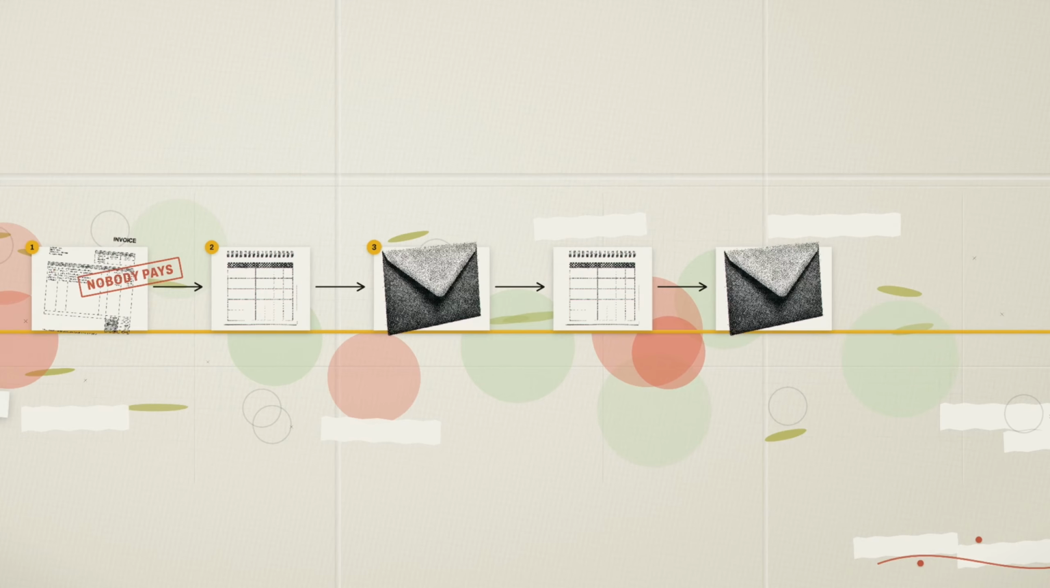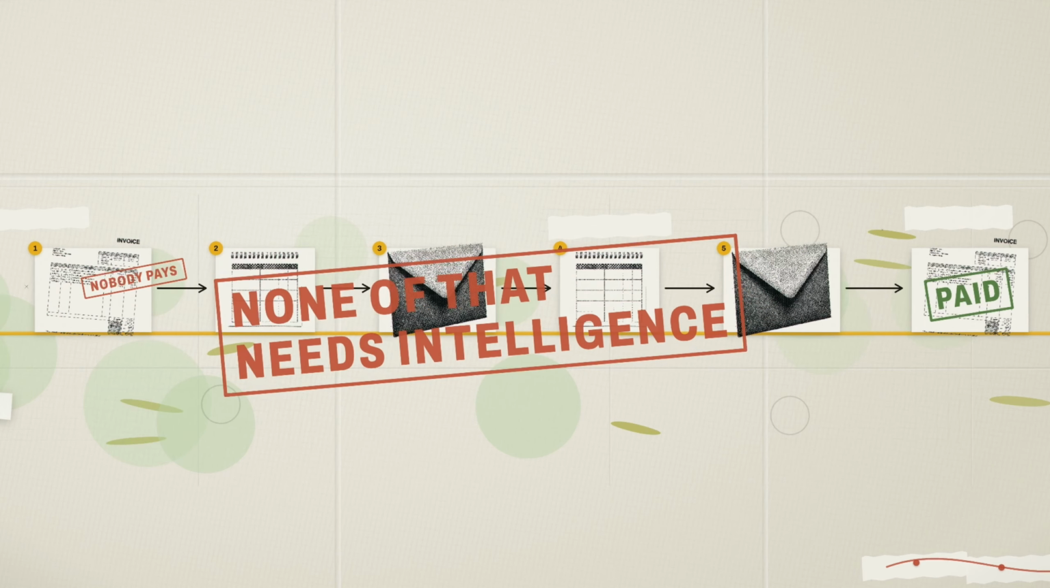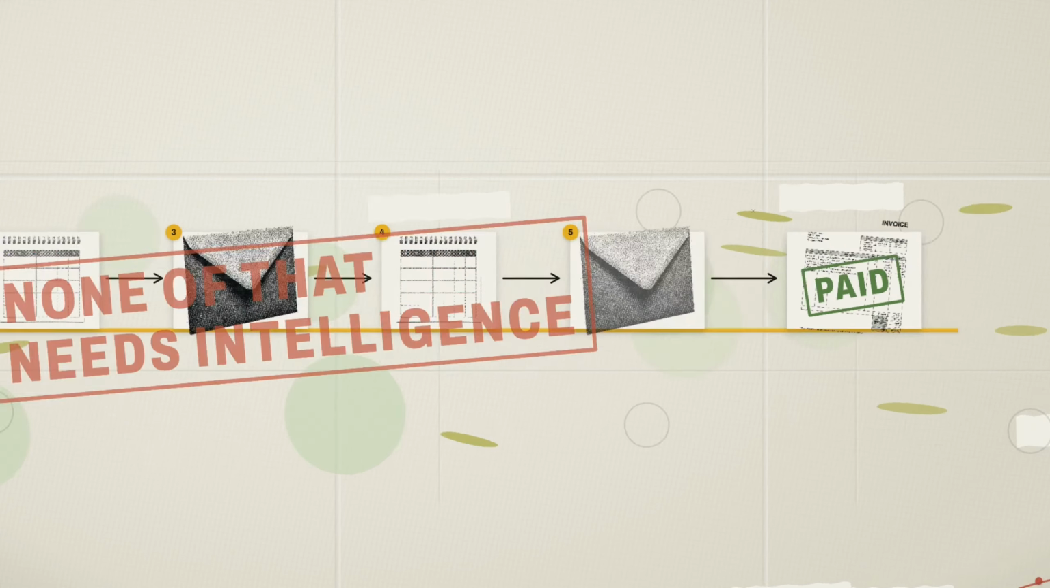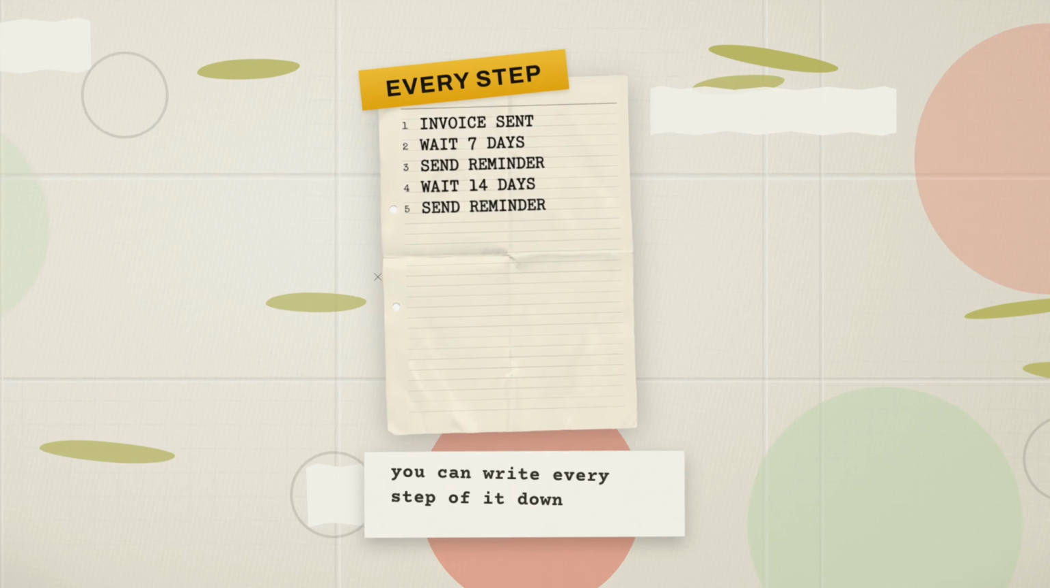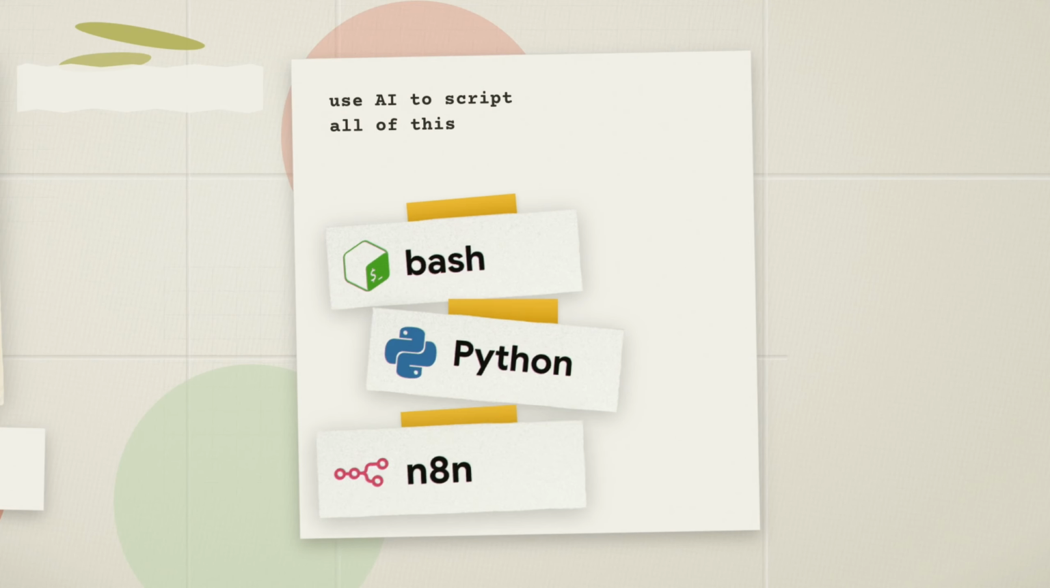Because you already know every step and you already know what the result is supposed to look like, none of that needs any AI intelligence, because you can write every step of it down. This is an example of where you should be using a script for yourself and keeping AI out of it completely.